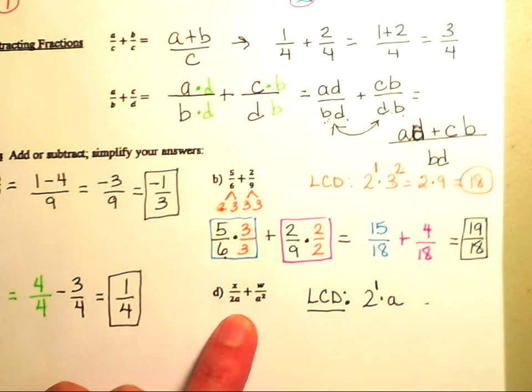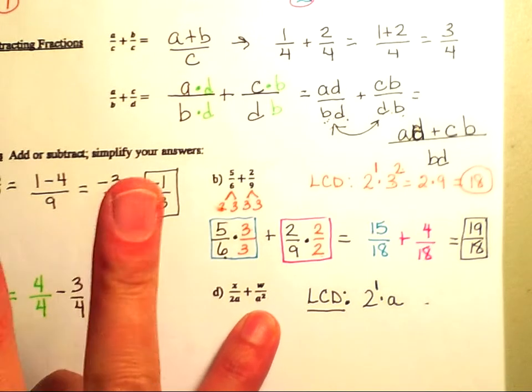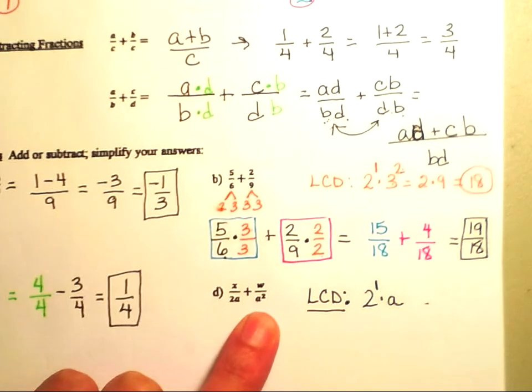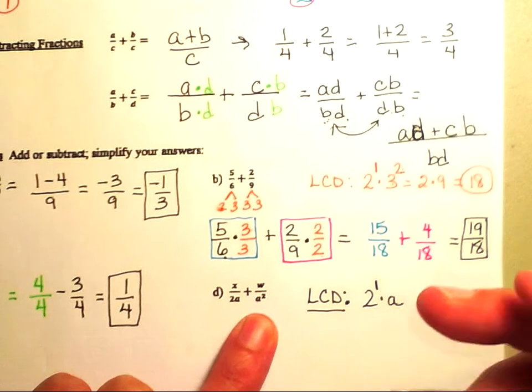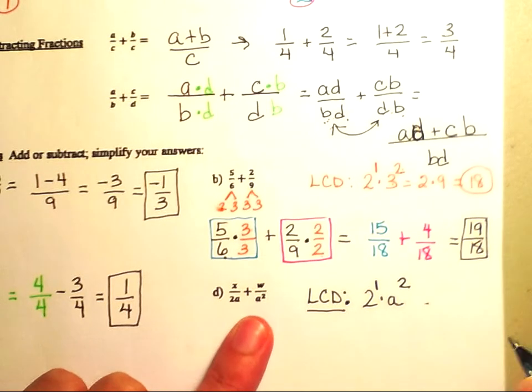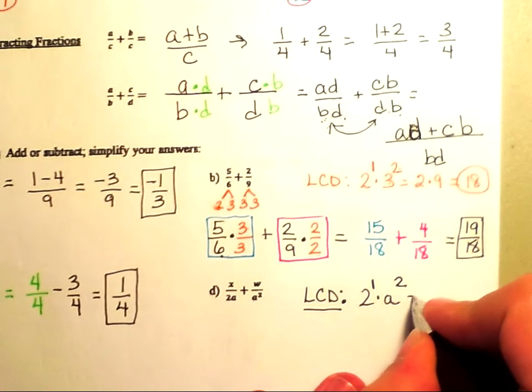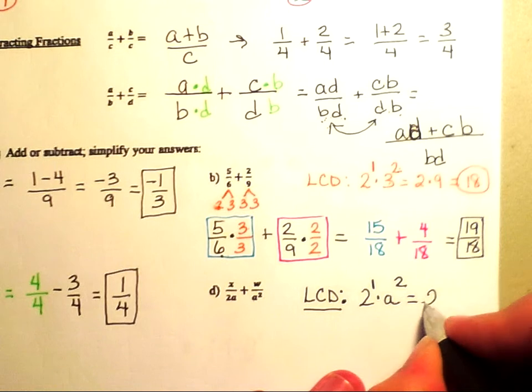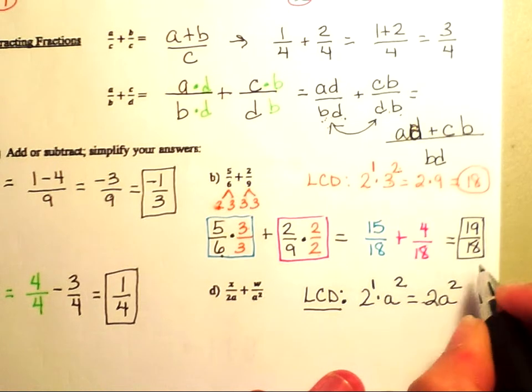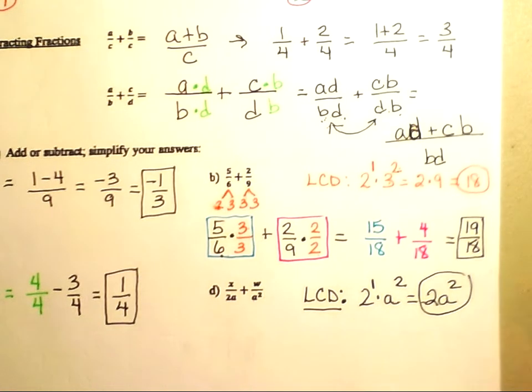Here a is represented 1 time. Here a is represented 2 times. So the maximum amount of times that a is represented is 2. And then this just becomes 2 to the first power, which is 2, times a squared. So this is our least common denominator.